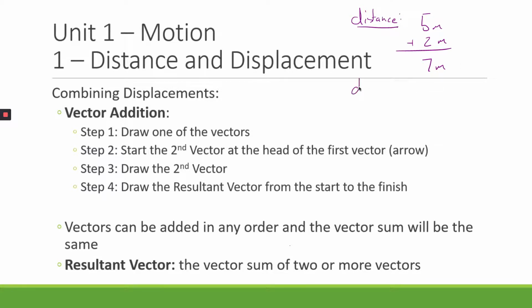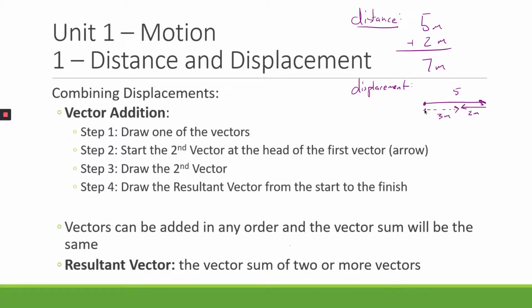So displacement, though, I don't think that's going to work as well. So if we do it visually, if I said we went 5 meters this way and then went 2 meters back, is your displacement 7 meters? The answer is no. Your displacement would be 3 meters, right?